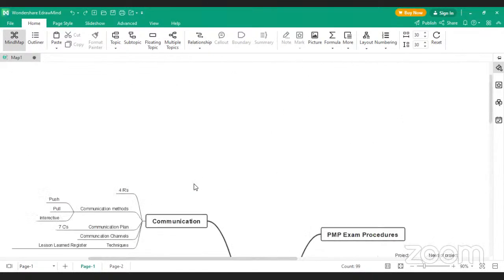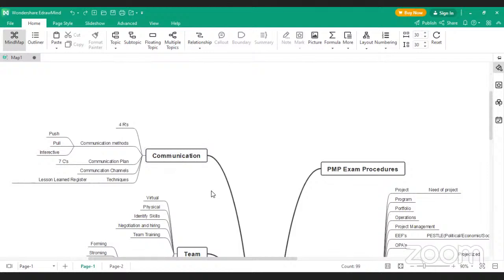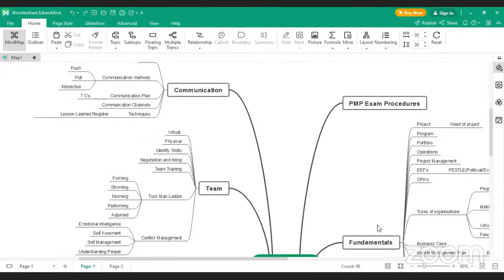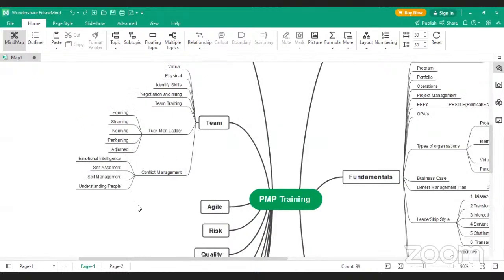Okay, teams. I think let's start teams. We have here teams with virtual, physical, and identifying skills, negotiations, and hiring, team training. And we have here the stages of Tuckman ladder, stages of teams: forming, storming, norming, performing, and adjourning. We have also conflict management: smooth, accommodate, withdraw, avoid, collaborate, problem solve, force, direct, compromise, and reconcile.